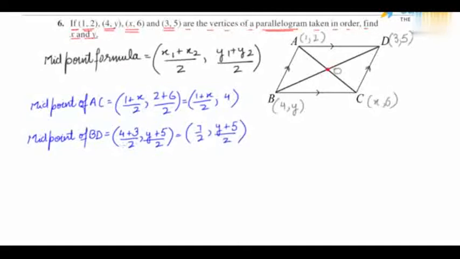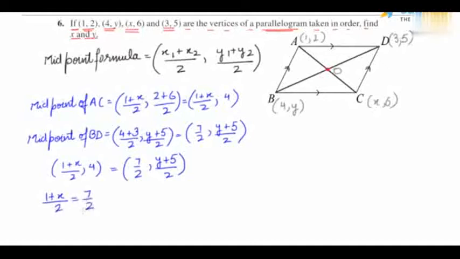Now both the midpoints are nothing but the coordinates of the same point. It means ((1 plus x) by 2, 4) should be equal to (7 by 2, (y plus 5) by 2). So first let's equate the x coordinates. So (1 plus x) by 2 should be equal to 7 by 2. 2 and 2 get cancelled. 1 plus x is equal to 7. When you take 1 to the right side, it becomes negative. So x is equal to 7 minus 1, which is 6.